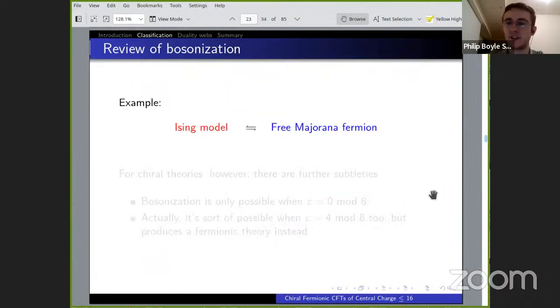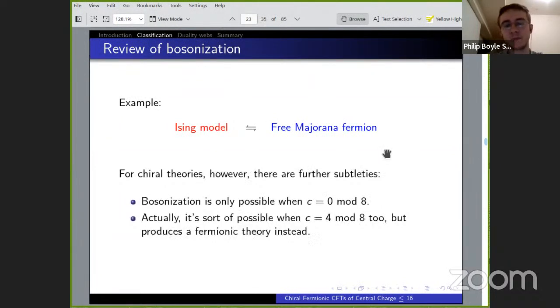So here's everyone's favorite example, bosonization. You take the Ising model, which is a c equals 1/2 CFT. If you fermionize that, you get a free Majorana fermion. And if you bosonize that, you get the Ising model back. I should say the Ising model plus its unique Z2 symmetry. It's unique, I don't need to specify it. So this is a classic example of bosonization and fermionization for a non-chiral theory with holomorphic and anti-holomorphic sectors.